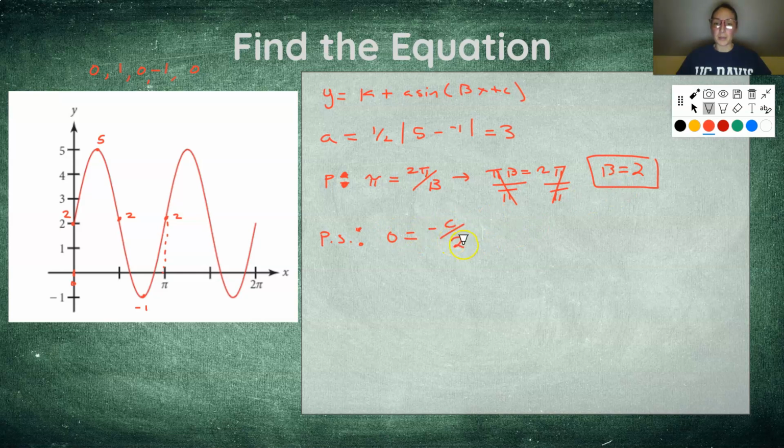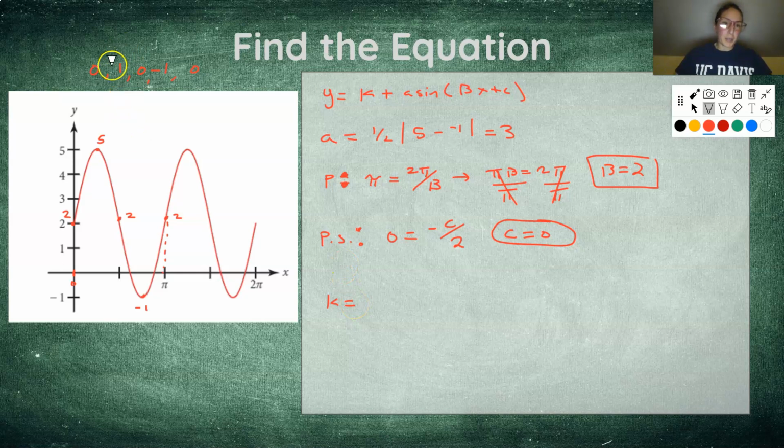B is equal to 2. 2 times 0 is still 0. So c is equal to 0. In other words, there's no phase shift going on here. This graph isn't shifted over to the left or to the right. It starts exactly where it's supposed to. So c is 0. Now let's look at k.